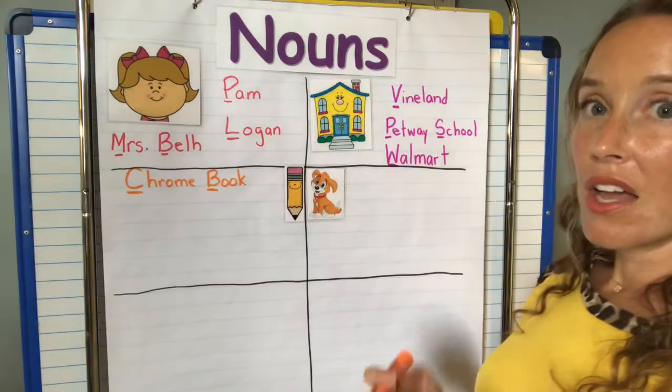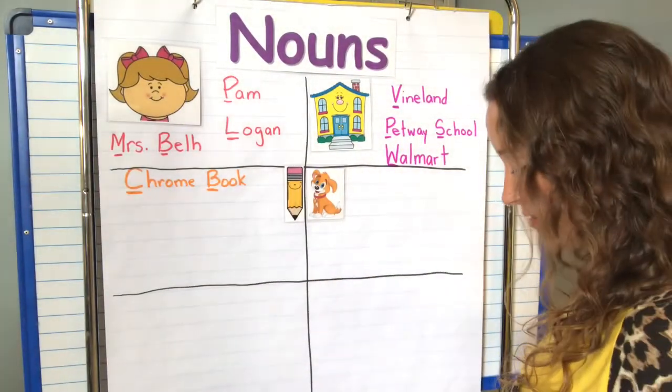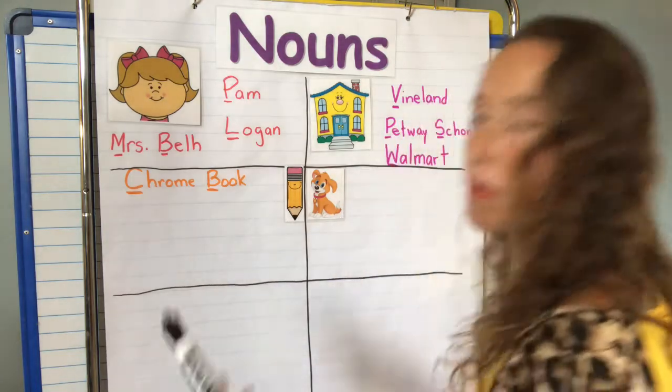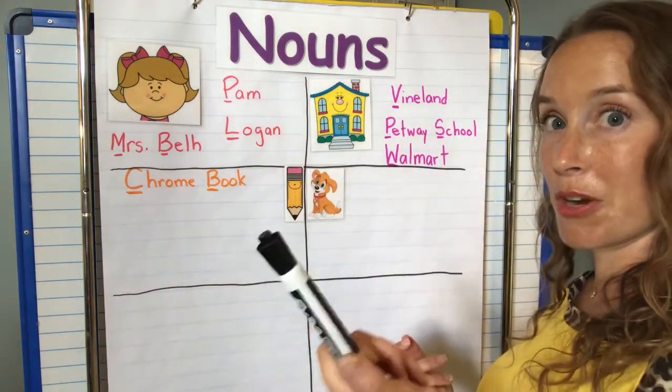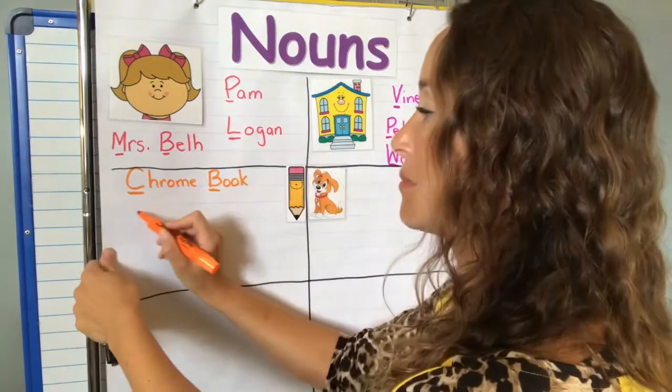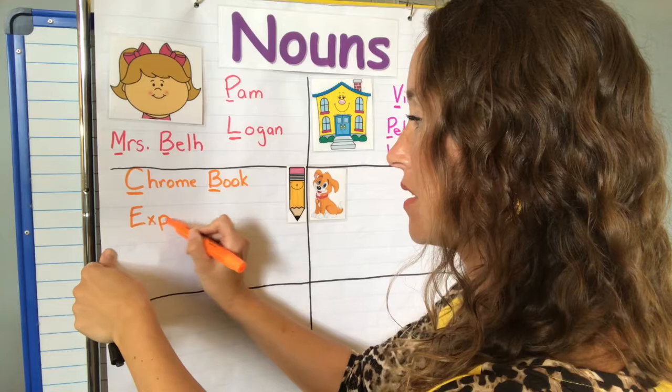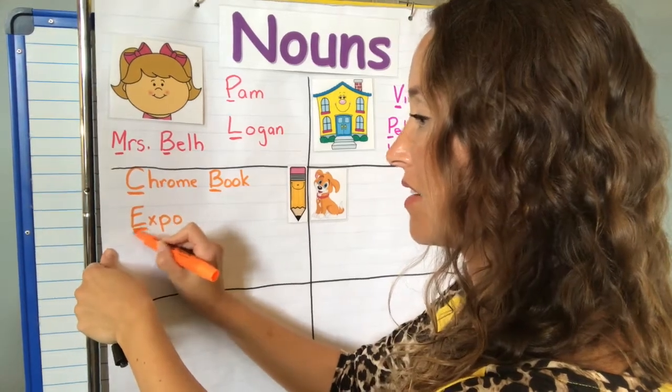Okay. Another name of a thing that you might be familiar with is what you use on a whiteboard. You call them an expo marker. So expo gets a capital letter.